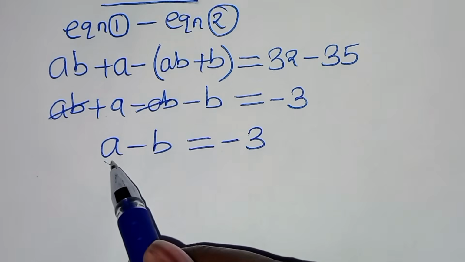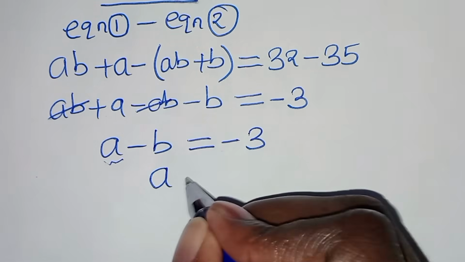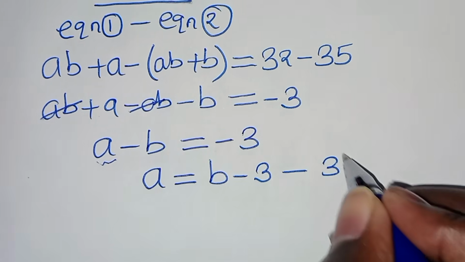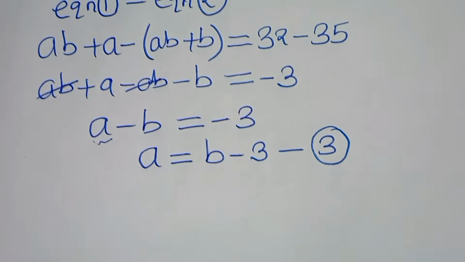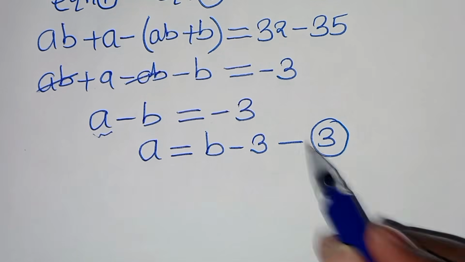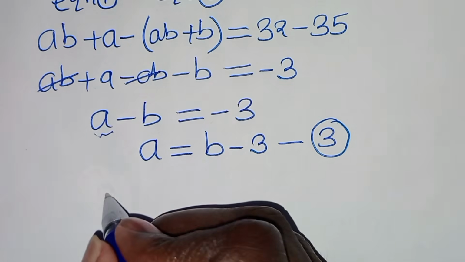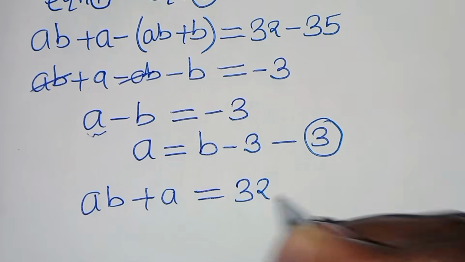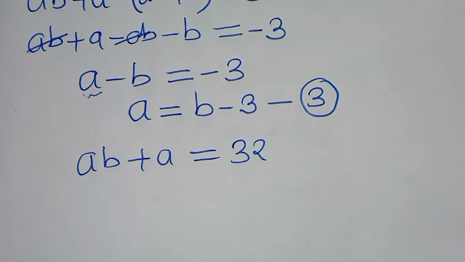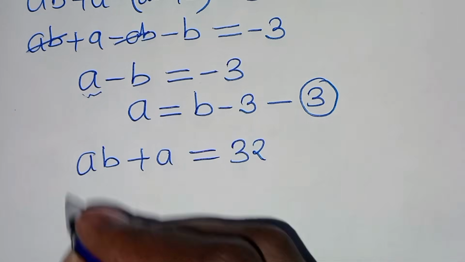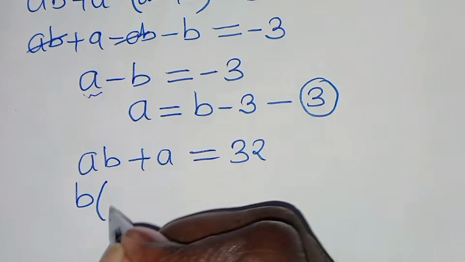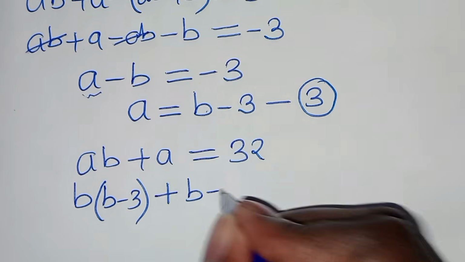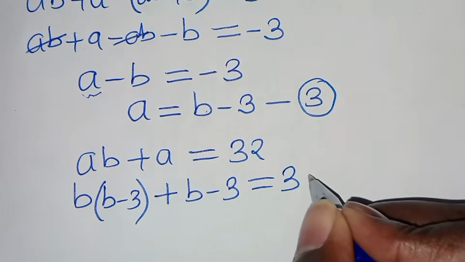Let's make A the subject of the formula. In this case, we have A is equal to B minus 3. Let's call this equation 3. Now, let's substitute equation 3 into equation 1. Remember, equation 1 is AB plus A equal to 32. So let's substitute A from here. We have B times B minus 3 plus A, which is B minus 3. This is equal to 32.